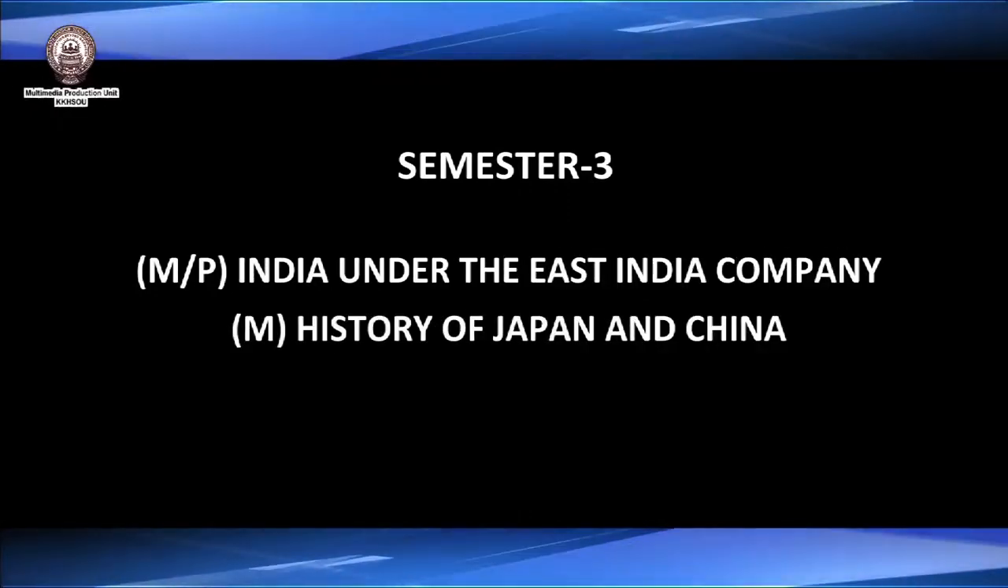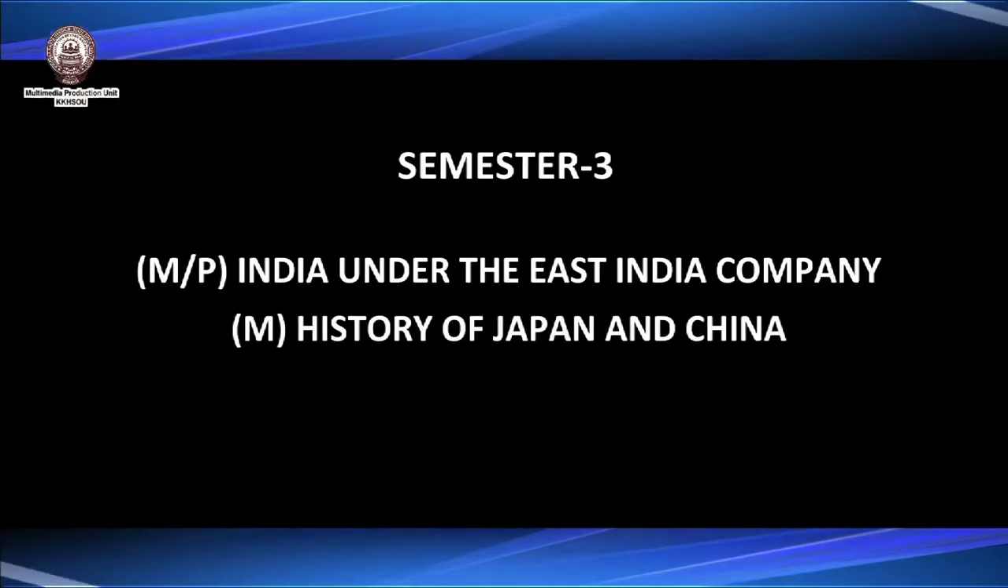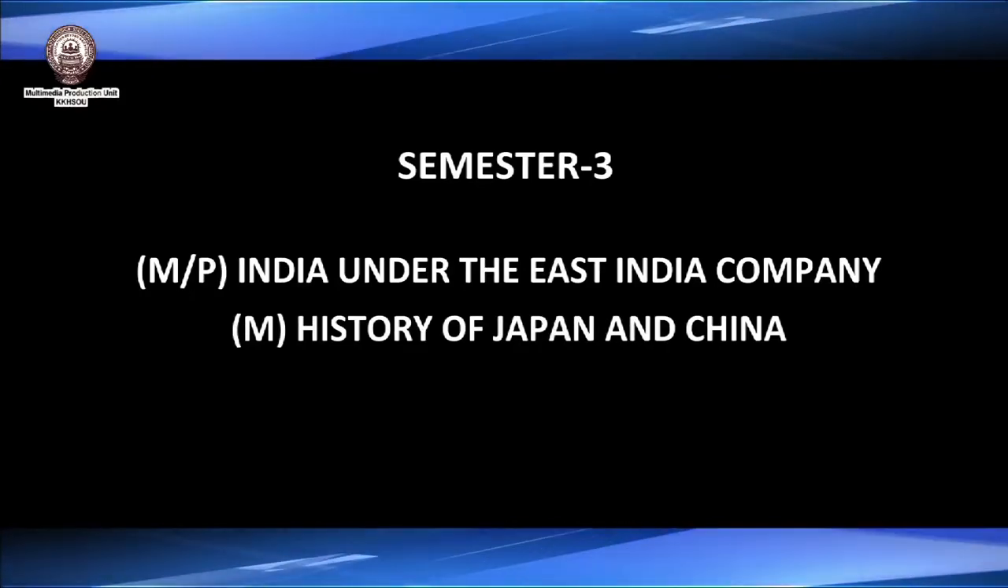Semester 3 consists of 2 papers. First, India under the East India Company. This particular paper will look into the downfall of the Mughals leading to the rise of the East India Company from a mercantile company to an administrative power in India, and the paper will end with the 1857 revolt. The second paper that the learner has to study in this semester is the history of Japan and China. In this paper, we'll study these two countries which started off as isolated ones but then played a major role in subsequent events, and this paper will cover the period till World War II.